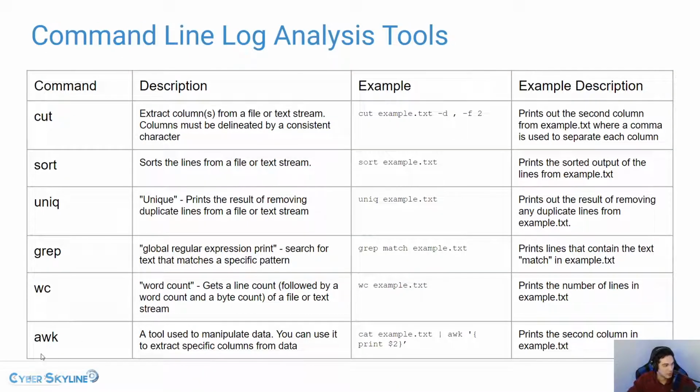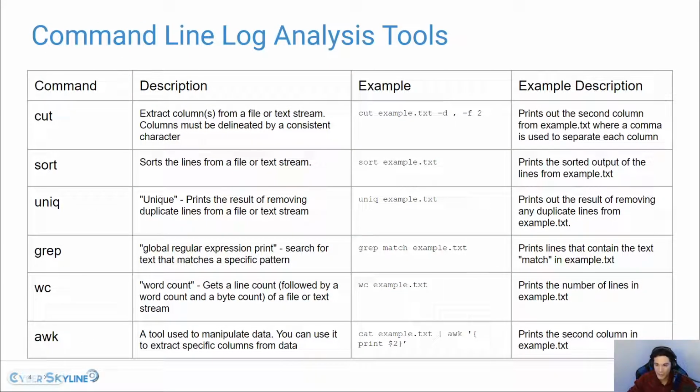And so here's a pretty big table that will outline some useful tools. We've got cut, sort, unique, grep, word count, that's WC, and awk. These are all very common tools that will help you parse through logs on the Linux command line. A quick overview of what these do. So cut specifically allows you to get a column from a log file.